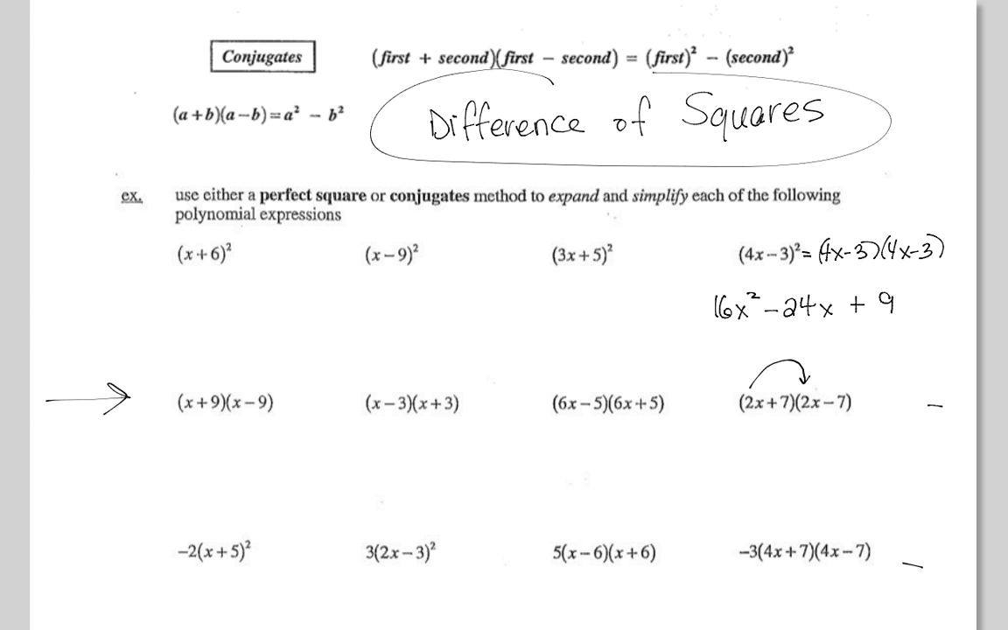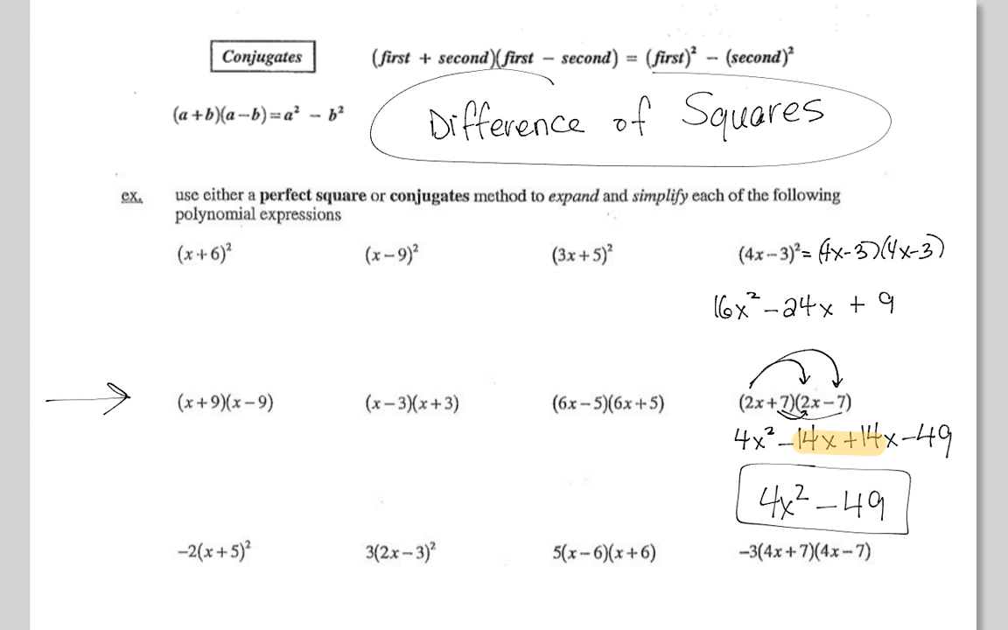2x times 2x is 4x squared. 2x times 7 is negative 14x. Now what happens when you go inside? You get the exact same term, but it's positive. And then the very last is 7 and 7 makes a negative 49 because the signs are different. Now what happens to those middle guys? They cancel. And then you're left with 4x squared minus 49. That's why it's called a difference of squares.